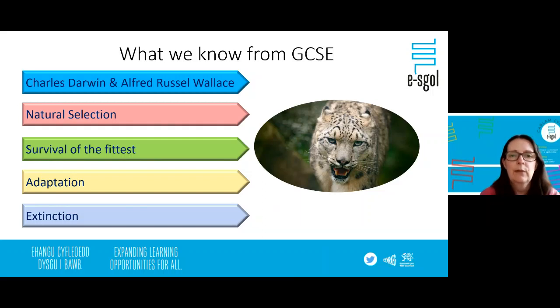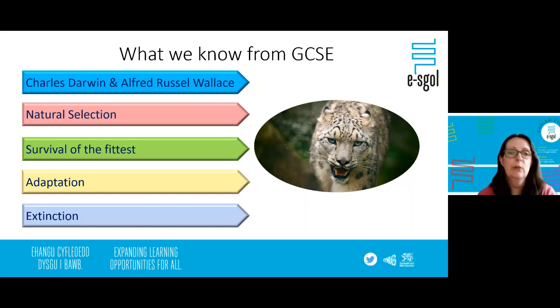Some of the theory that we know about variation and evolution relates to this idea of natural selection and the survival of the fittest. So how organisms are selected naturally, very different to genetic modification, for example. It's this idea of survival of the fittest, where perhaps those that are able to run away faster from a predator survive and pass on their genes, that genetic information, as they reproduce.